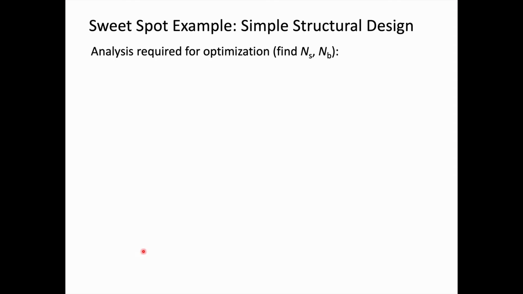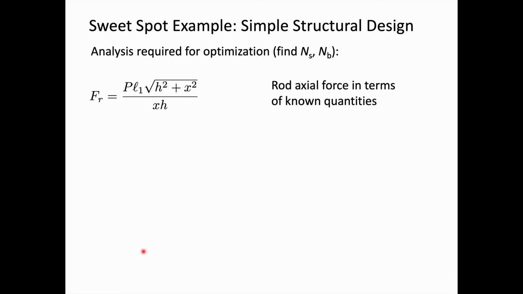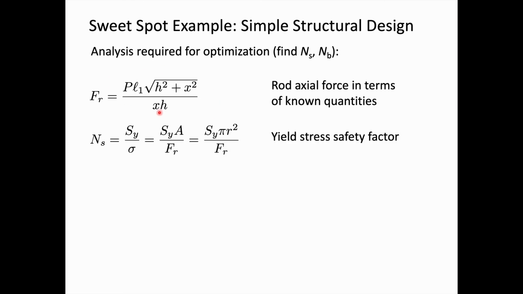Engineering analysis is required for optimization to find the safety factors that we need for the constraints. We can go through using equilibrium conditions and determine what is the axial rod force in terms of known quantities. So we know L1, we know P, we know X, we know H. These are all things that we know. These are things that, given a candidate design, x, and r, we can calculate all of these things.